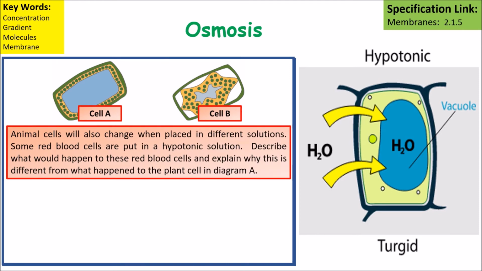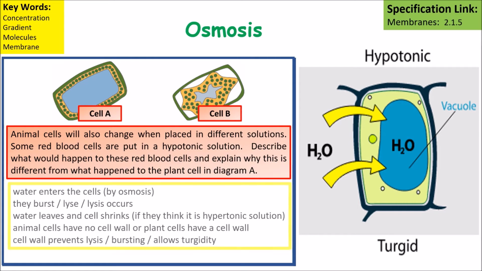Animal cells will also change if placed in different solutions. So some red blood cells are put into a hypertonic solution. Describe what would happen to these red blood cells and explain why this is different from what's happening to the plant cells in diagram A. Water would enter the cell by osmosis, and they would expand and burst or lyse. Water leaves the cell and it would shrink if it was a hypertonic solution. Animal cells have no cell walls, so they have nothing to hold them in place, which is why they would burst.